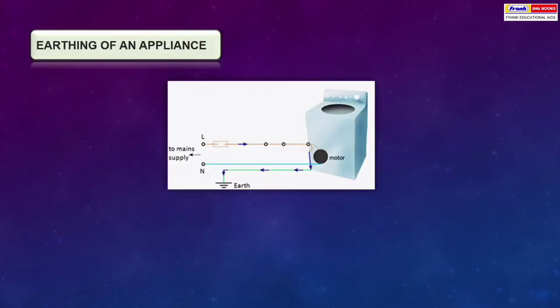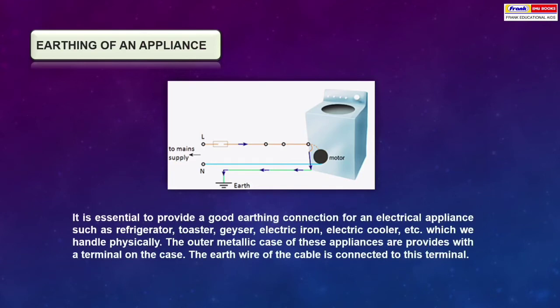Earthing of an appliance. It is essential to provide a good earthing connection for an electrical appliance such as a refrigerator, toaster, geyser, electric iron, electric cooler, etc., which we handle physically. The outer metal case of these appliances is provided with a terminal on the case. The earth wire of the cable is connected to this terminal.